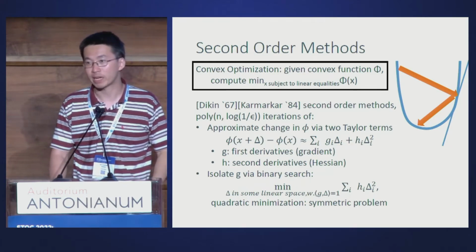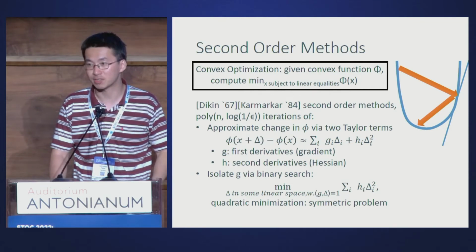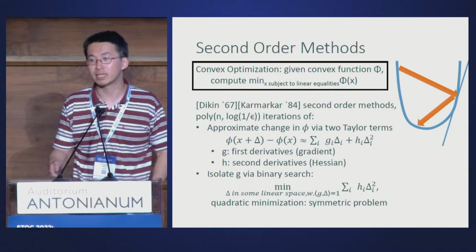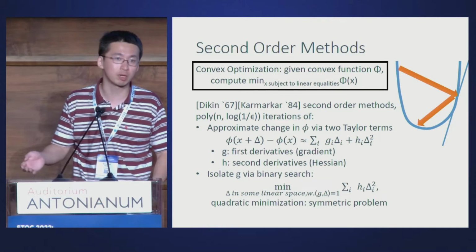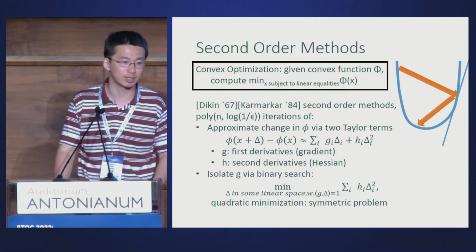Because this is a quadratic minimization, and quadratic minimization we know how to solve. It's just a solution to a system of linear equations. For a quadratic, the derivative is just linear, right? So solving derivative equal to 0 is just solving a big system of linear equations.